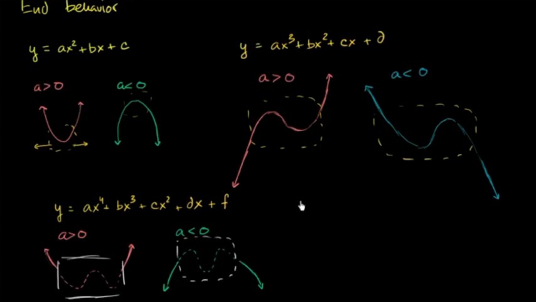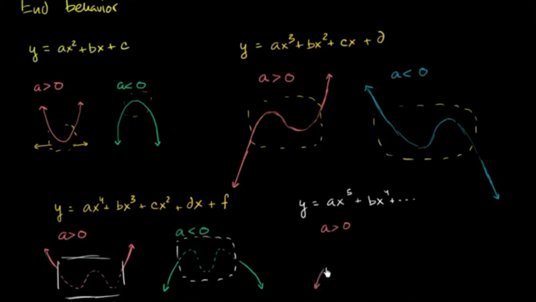So the general idea, and actually let me just do a fifth degree just to make it clear. If I had something of the form y is equal to ax to the fifth plus bx to the fourth plus, and it just went all the way, I don't even have to write it, this thing, if a is greater than 0, would look something like this. Its end behavior is similar to a third degree polynomial where a is greater than 0. At the end, it would do this.